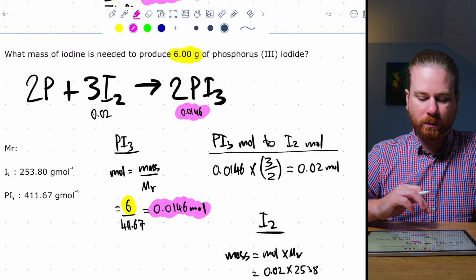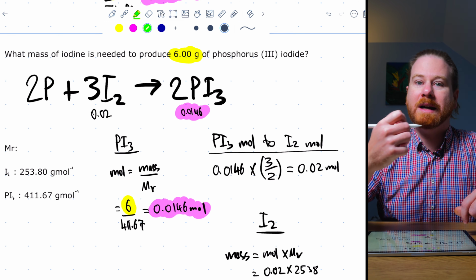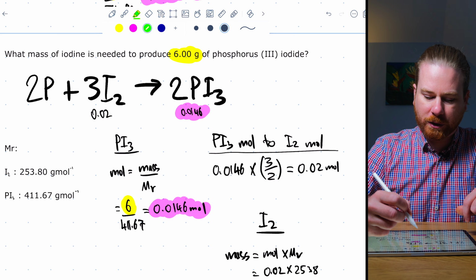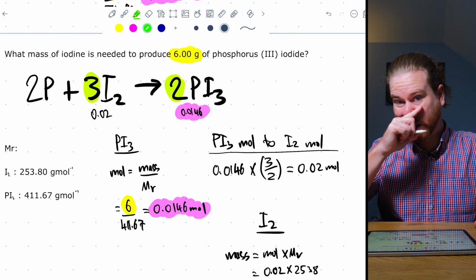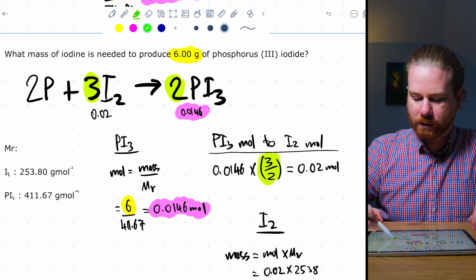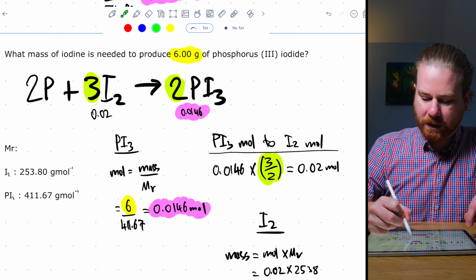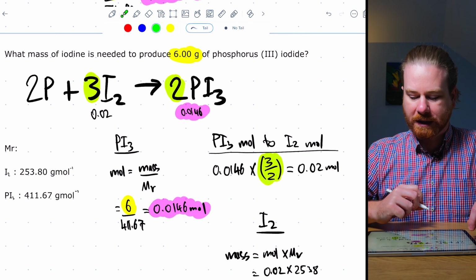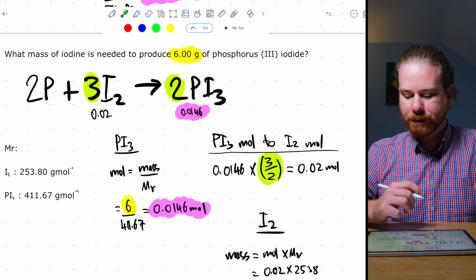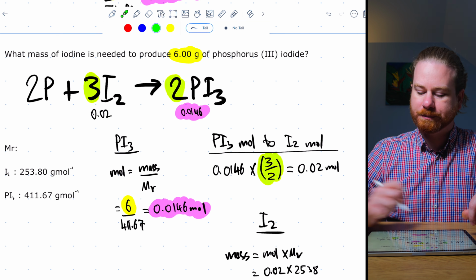And then same as before, once we know the moles of one thing, we can figure out the moles of everything else. This time though, it's not in the same ratio, so we need to do an extra step, an extra calculation, and that's what's going on over here. We are multiplying the moles we have by our conversion factor, so they're in a 3:2 ratio, and then we are getting our answer over here.